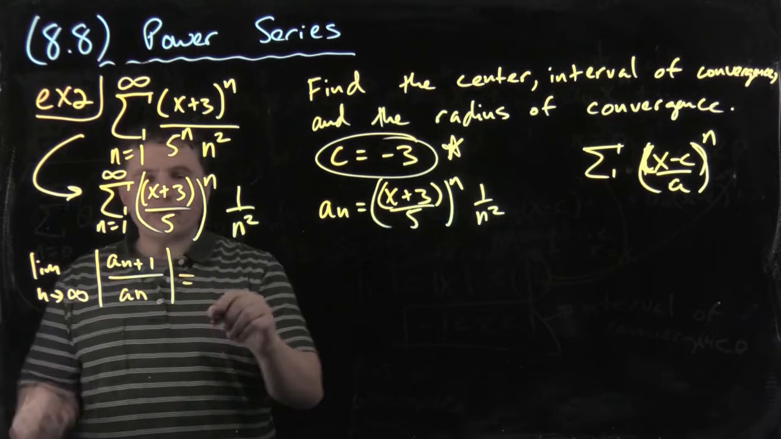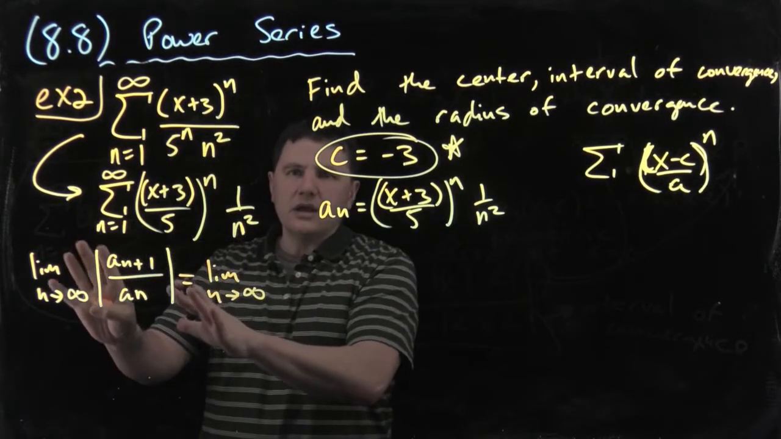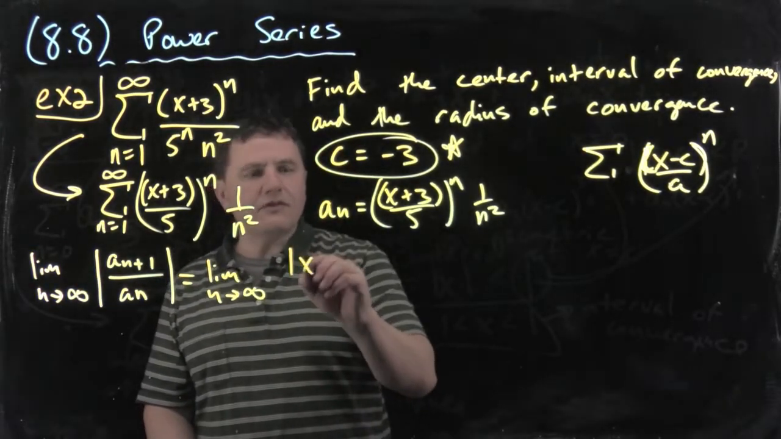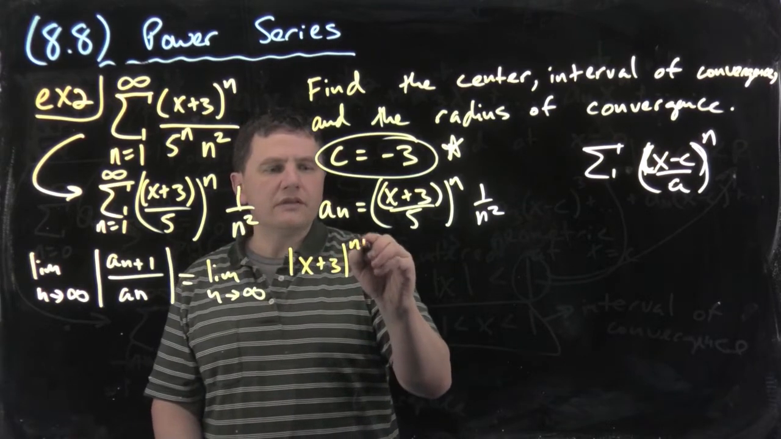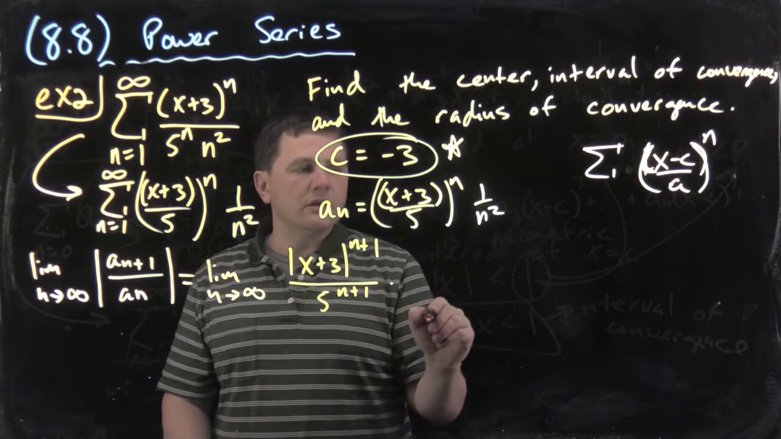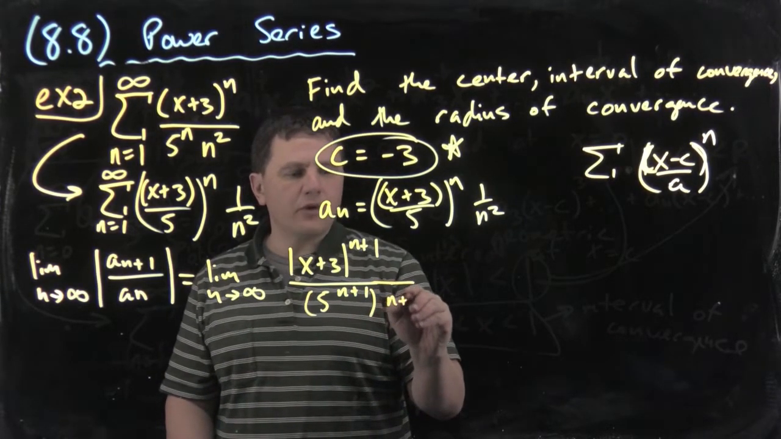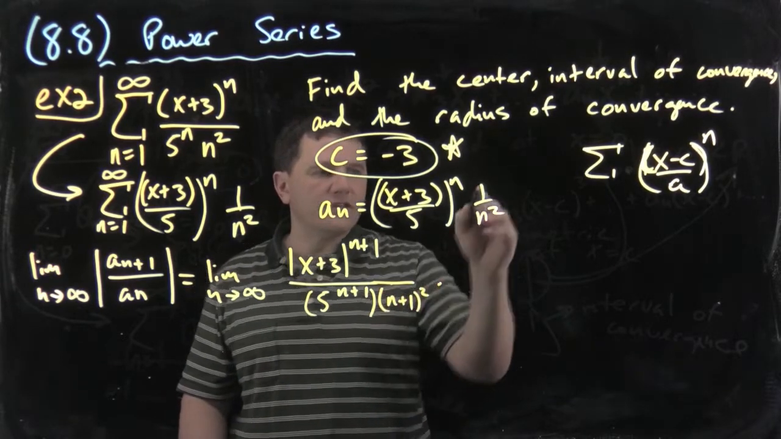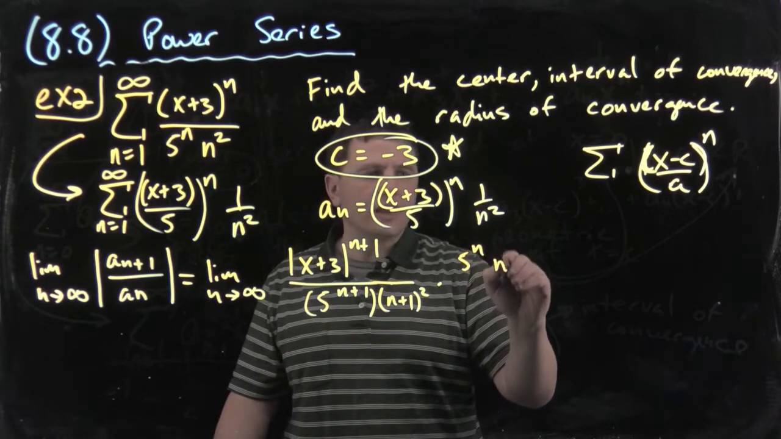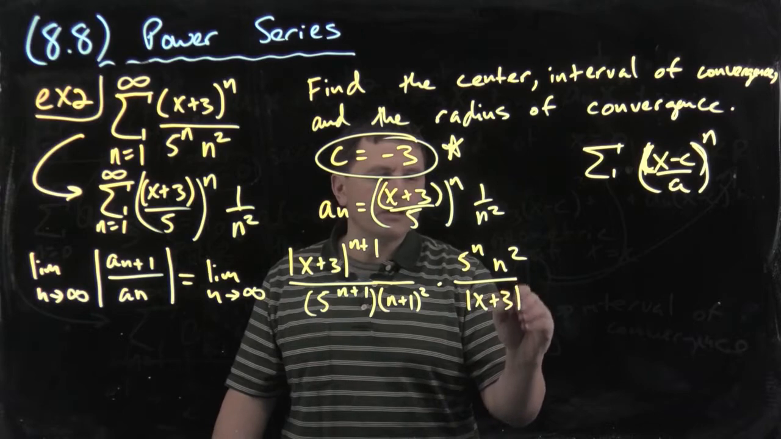Always do your labeling first. That way, if I start canceling and doing all sorts of crazy stuff over here, I have that. That's going to cover that part of the rubric there. So this is going to be the absolute value of (x plus 3) to the n plus 1 over 5 to the n plus 1. We'll put this in the denominator, (n plus 1) squared, times, and then the reciprocal. So this will be 5 to the n, n squared over the absolute value of (x plus 3) to the nth.